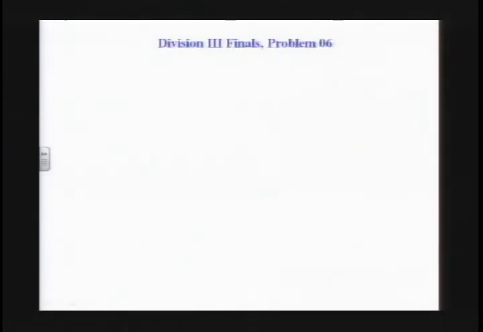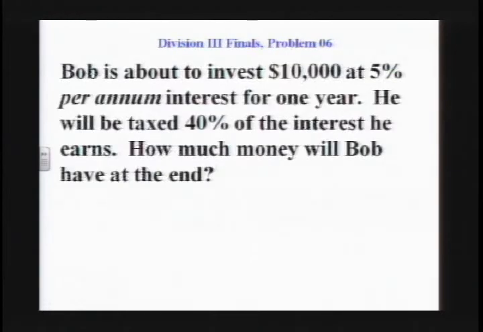And question number 6. Bob is about to invest $10,000 at 5% per annum interest for 1 year. He will be taxed 40% of the interest he earns. How much money will Bob have at the end?